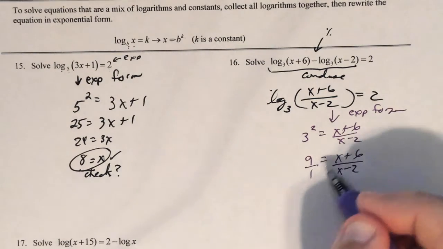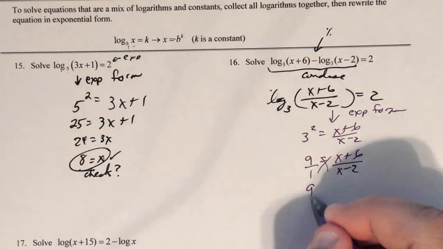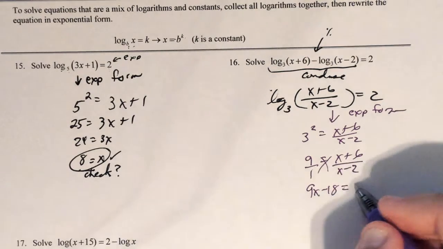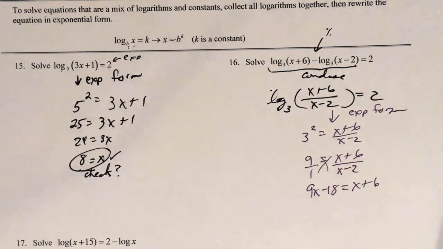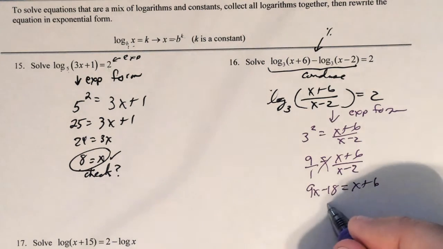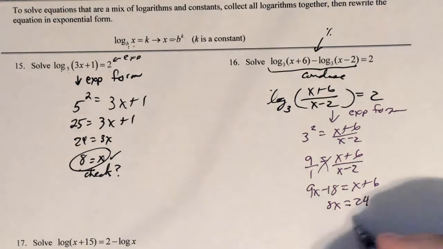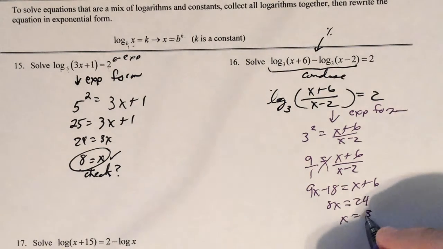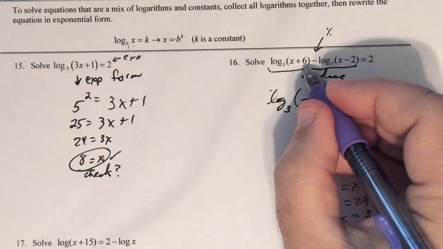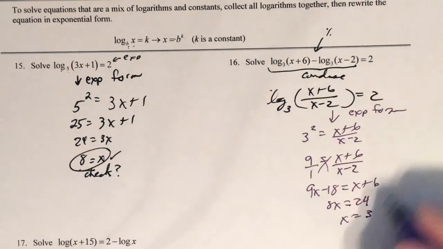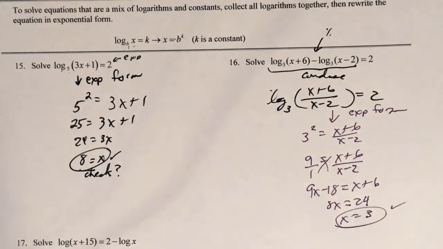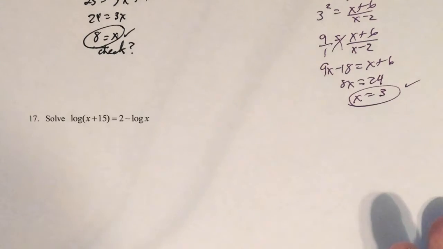And we're going to have to do some cross multiply divide. 9x minus 18 is equal to x plus 6. Okay, that's going to be 8x is equal to 24. x is 3. Does it check? 3 plus 6 is positive. 3 minus 2 is positive. It does check.